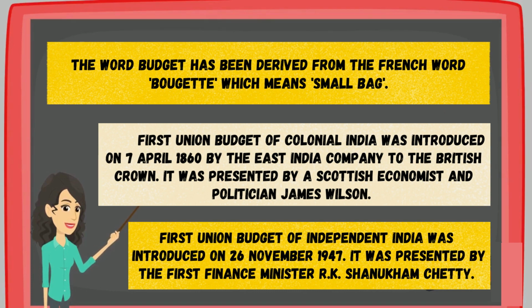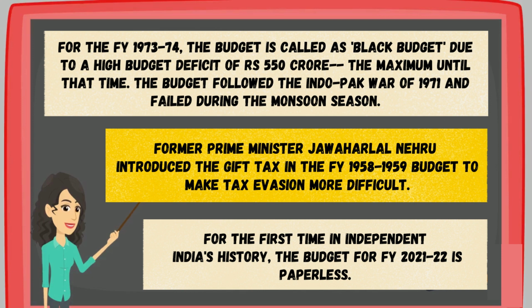The first Union budget of independent India was introduced on 26th of November 1947. It was presented by the first Finance Minister, R.K. Shanmukham Chetty.